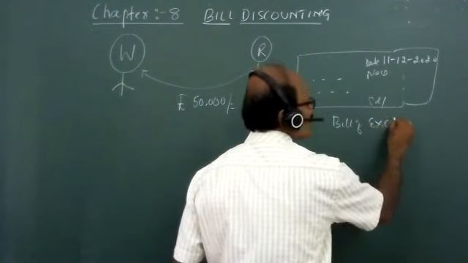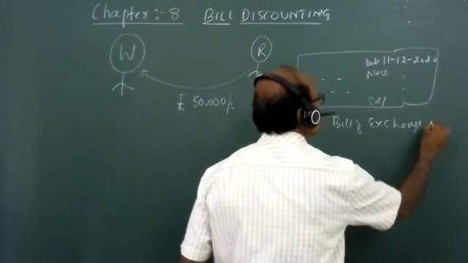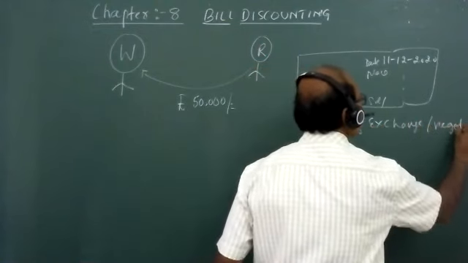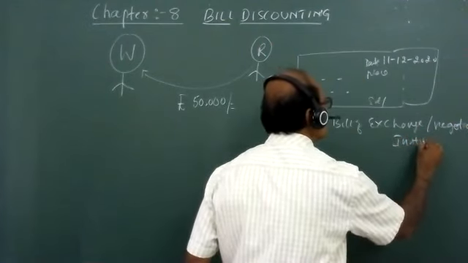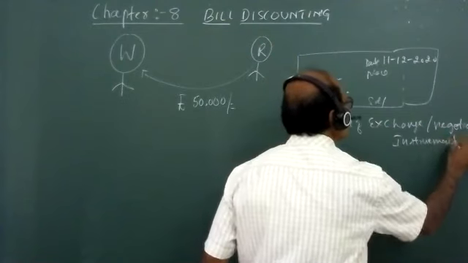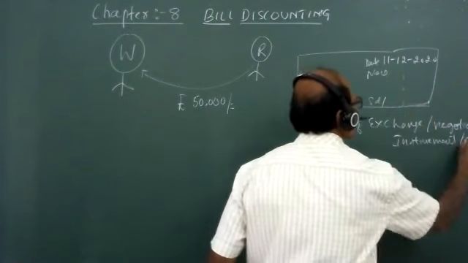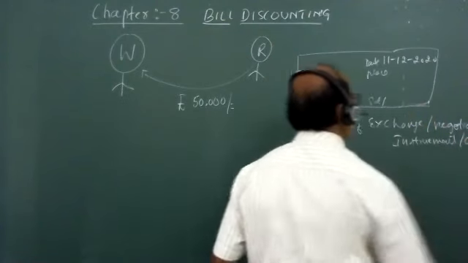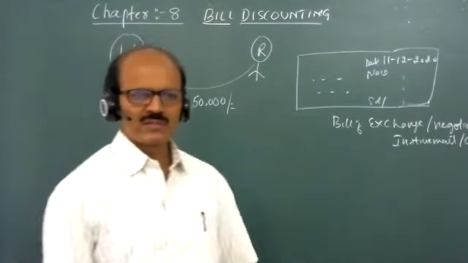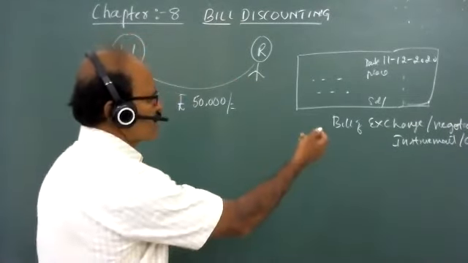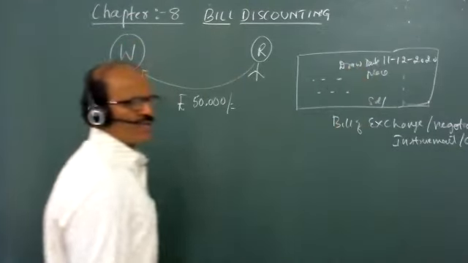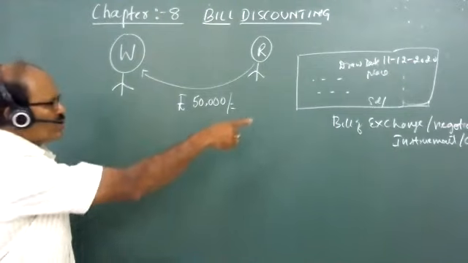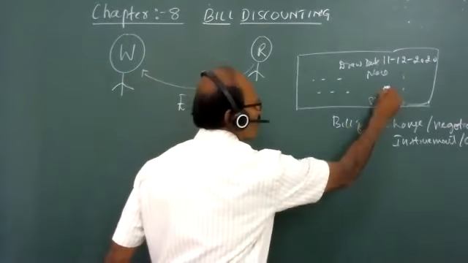It is also called a negotiable instrument, like a check. So it's a format. This is the draw date, and for that he has to mention the amount also, 50,000.